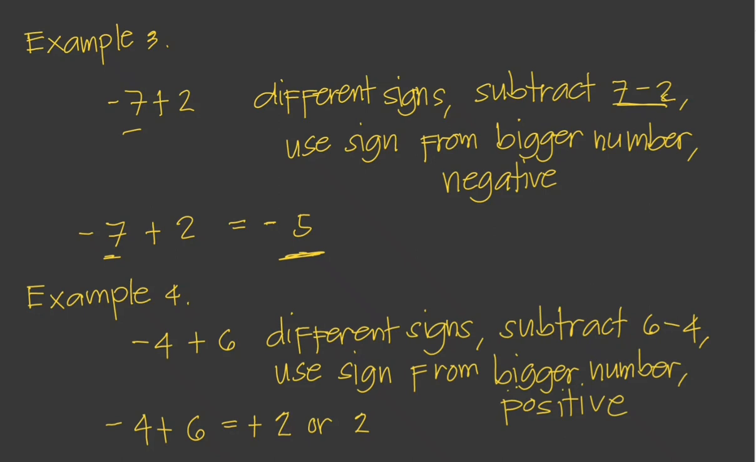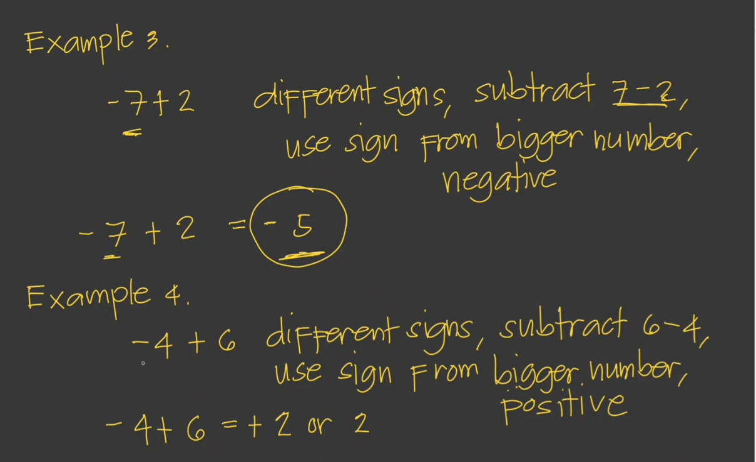Say for example, we're given -7 plus 2. 7 and 2 here have different signs. So we subtract 7 and 2 and use the sign from the bigger number. In this case, 7 is the larger number, so we copy the negative sign from 7. So -7 plus 2: 7 minus 2 is 5, and then copy the sign of 7, which is the larger number.